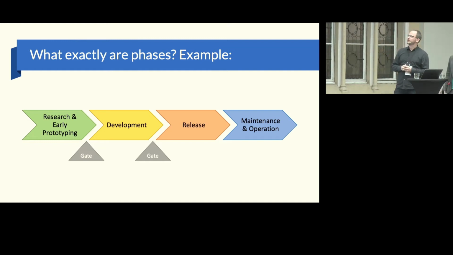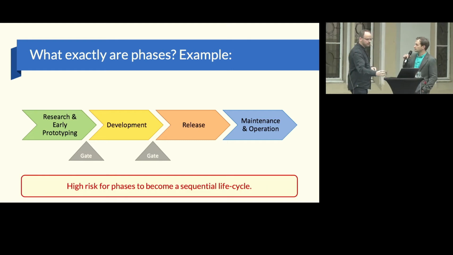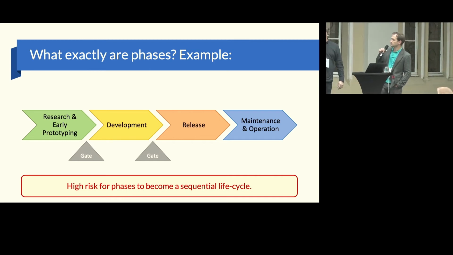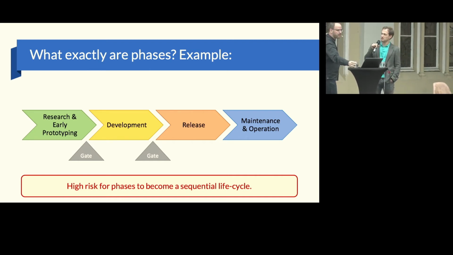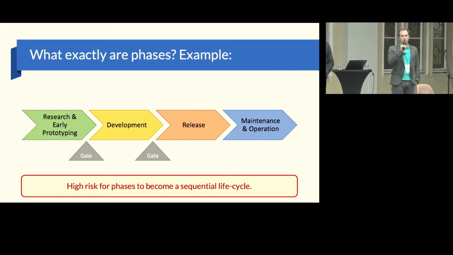Then have a look at an implementation example. You could have something like this: a research and early prototyping phase, a development phase, a release phase. Usually the release phase is where the death march happens of some sort. And then you would have something like a maintenance and operation phase. Right, Konstantin? Yes, and it might appear to you that this looks like some sort of stage gate process.